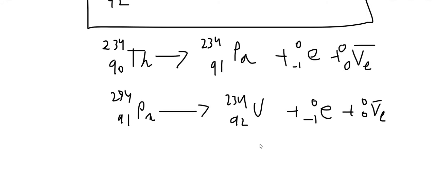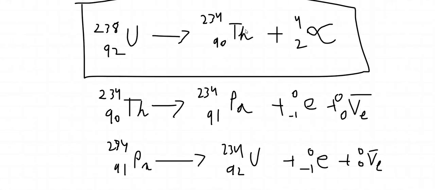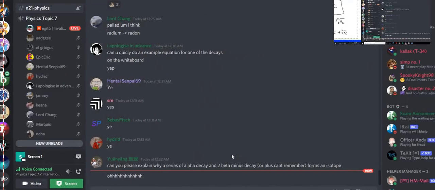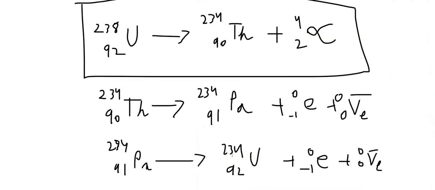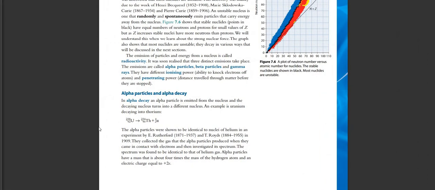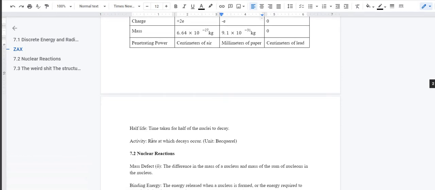So now look over here. After doing an alpha decay and 2 beta minus decays, we get uranium 234, even though we started out with uranium 238. Same number of protons, but different number of neutrons. Hence, they are isotopes. Does that clarify it? Okay. Yeah. Cool.